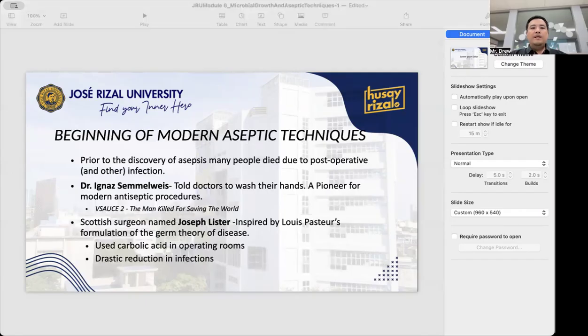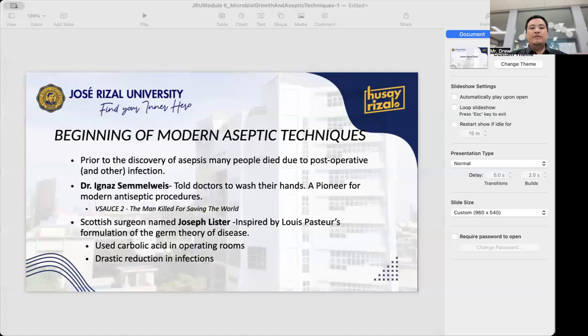So, the beginning of modern aseptic techniques. Before aseptic techniques, many people died from infections after surgery. Here are two key pioneers. Dr. Ignaz Semmelweis, that's 1840s, discovered that hand washing reduced maternal deaths from childbirth fever. Sadly, these ideas were rejected.